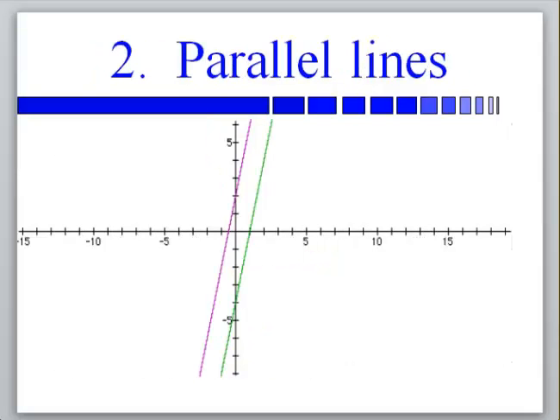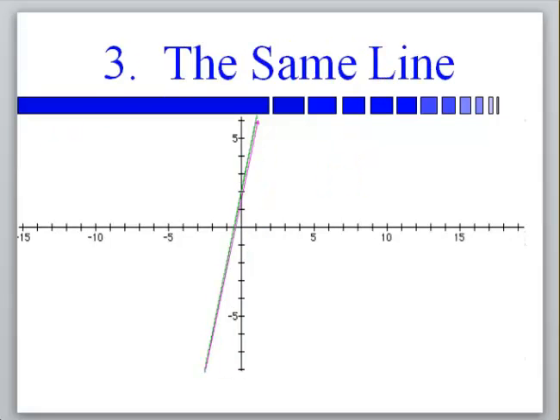The second thing that can happen is you could have parallel lines. Parallel lines never intersect. So when you have parallel lines, we will say that there is no solution, meaning there is no point of intersection. The third thing that can happen is that you have the same line. I have a pink line and a green line. They're lying on top of each other, so you have the exact same line.